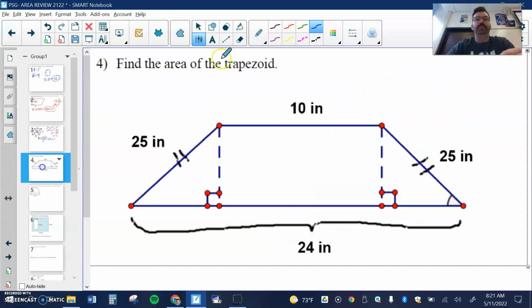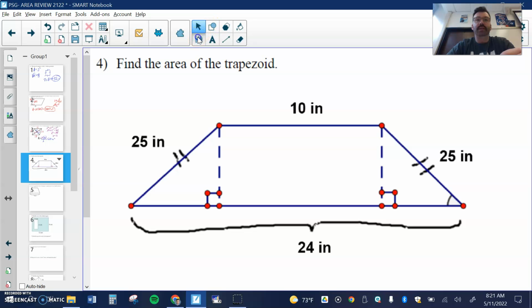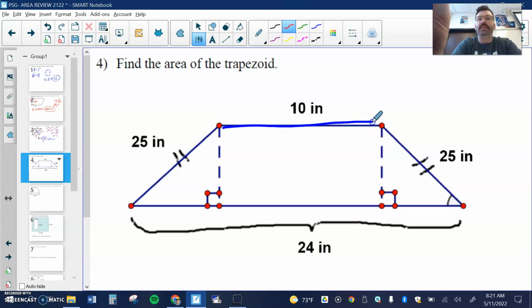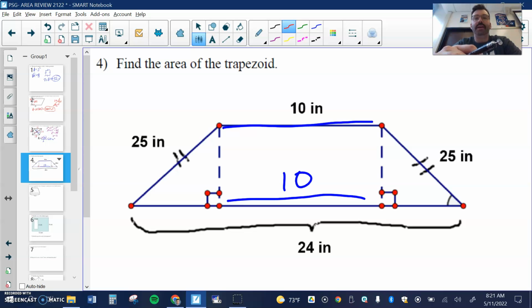Number 4, you got a little trapezoid. Wow, that's sick. Trapezoid. So if this is 10, then this is 10 right here. Whole thing is 24. 24 minus 10 is 14, so that makes each of these pieces 7 and 7, since it's an isosceles trapezoid.